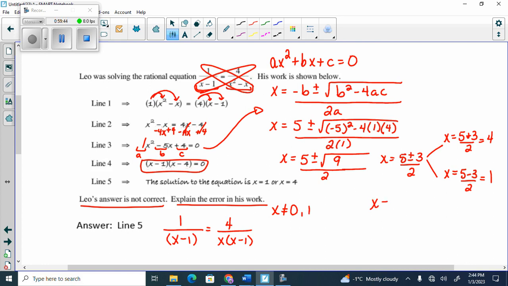So we're going to go x equals 4. Leo should have written x equals 4 and boxed it, saying that's the solution. And then x equals 1, circle it, put a line through it, and he should have said extraneous. There's Leo's error, and it's in line 5. And you have to explain it. His error is in line 5 because he didn't check for restrictions or non-permissible values. 1 is not allowed, therefore it's extraneous. So you have to explain it in a sentence. Remember? Explain.